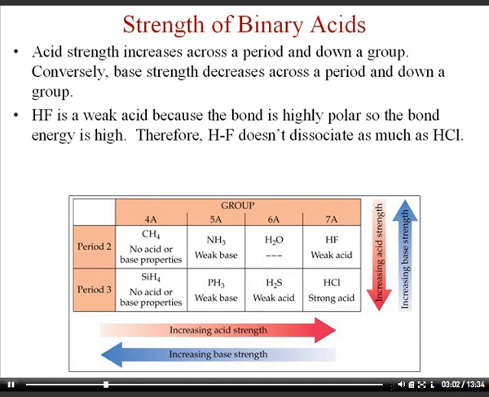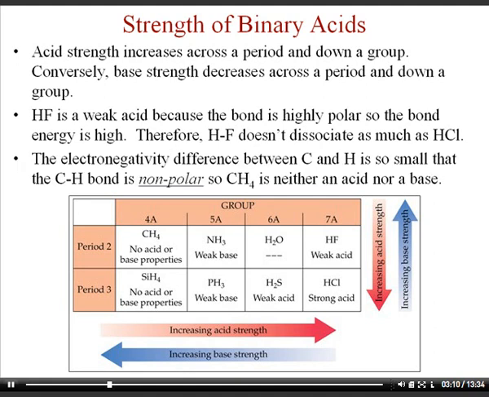The second bullet point again is just reiterating the fact that HF is a weak acid because the bond is so polar that it's very difficult to break the HF bond. Now, the electronegativity difference between C and H is so small that the bond is nonpolar. So if you're looking at period 2, group 4 with C and H, it's neither an acid nor a base.